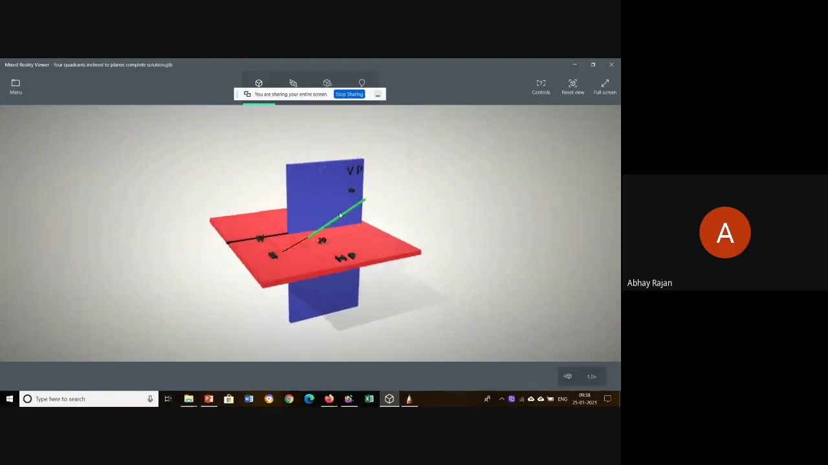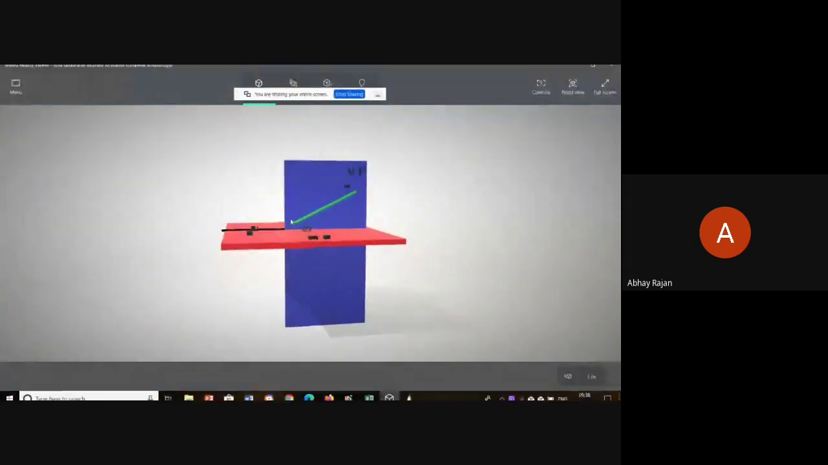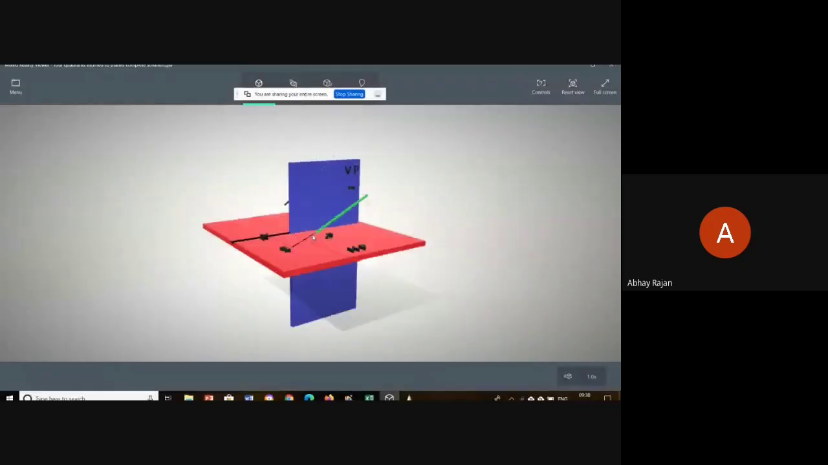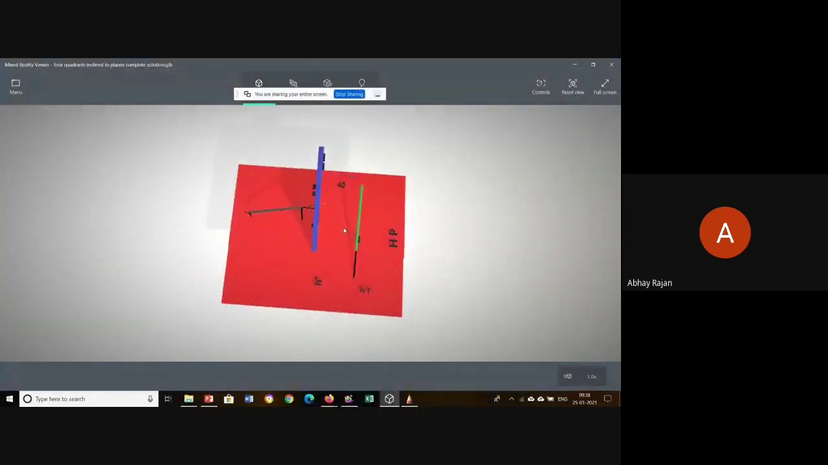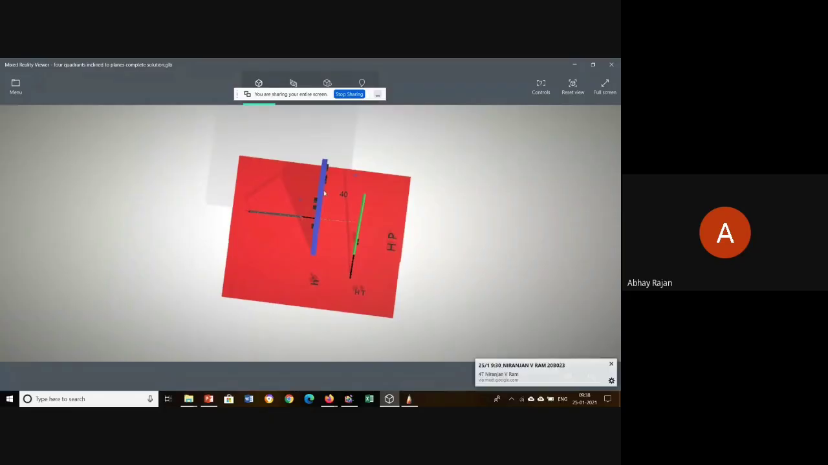So here the line is such a way that it is parallel to VP. So when we see this line, this is 40 mm in front of VP. Okay, so you can see here that the distance from VP to this point, say this point B, is 40 mm, as well as this length is also 40 mm. That means that this line is parallel to VP.